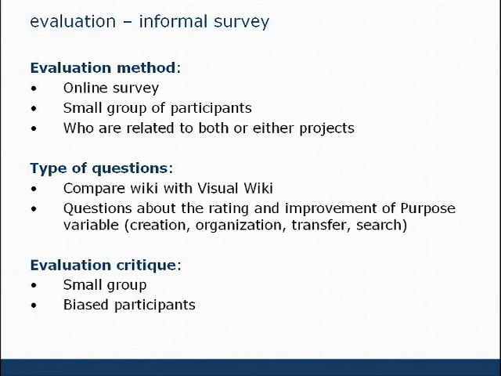So the sorts of things we asked people to do was to compare the straight wiki structure with the visual wiki concept, and then ask them questions about rating the improvement of ability to do things like searching for information or creating information, that sort of thing. So they were related, obviously, to the purpose, which was the control variable that we had. So the critique of that, of course, as I mentioned, is that we've only got a small group and it's a biased set of participants.